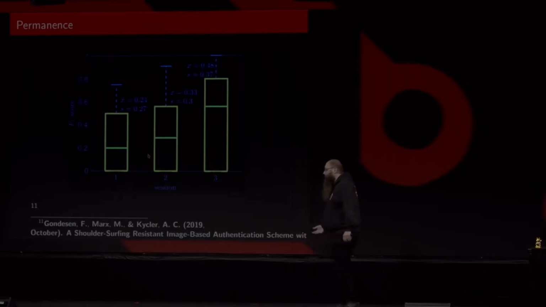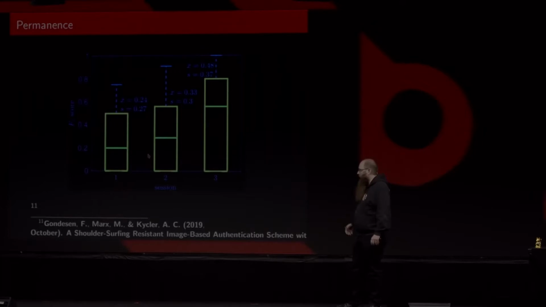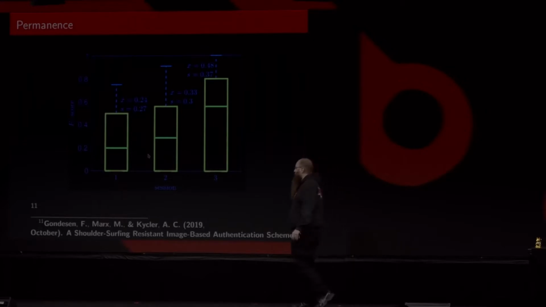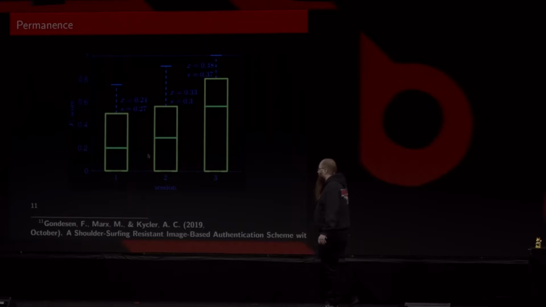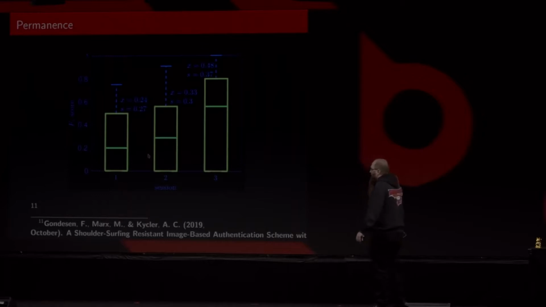For an authentication system, we want to have permanence. So if we want to log in again after a few months, it should still work. So we had 3 sessions with some months in between. And actually, we got better scores over time. We feared that they might degrade, but it seems there's a training effect. And the signal is permanent enough.